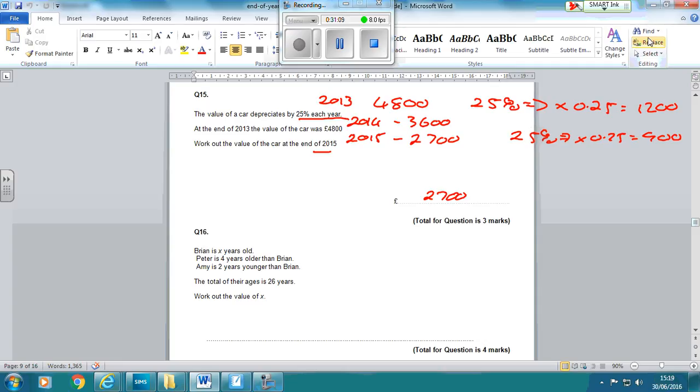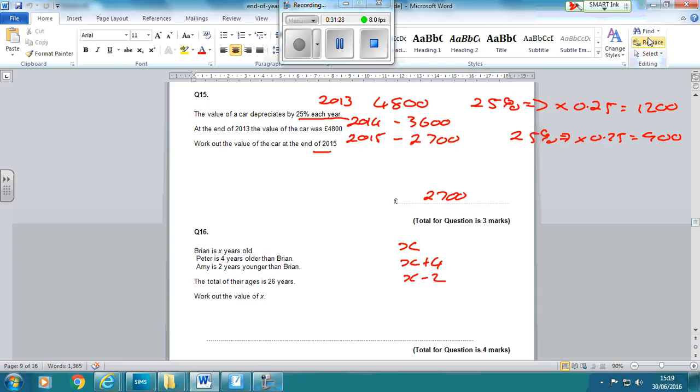Question 16 is, Brian is X years old. So we've got Brian, who is X. We've got Peter, who's 4 years older than Brian. That's going to be X plus 4. Amy is 2 years younger than Brian, which is X minus 2. The total of their ages is 26.